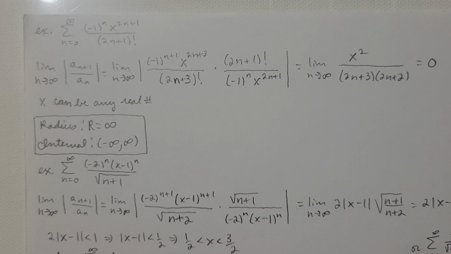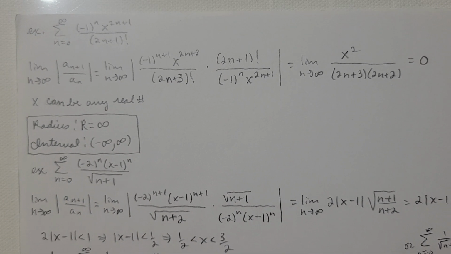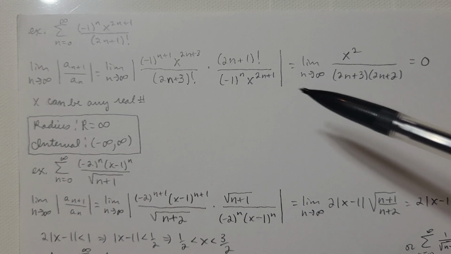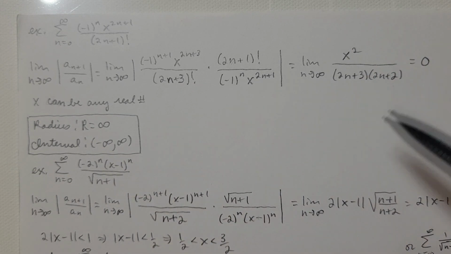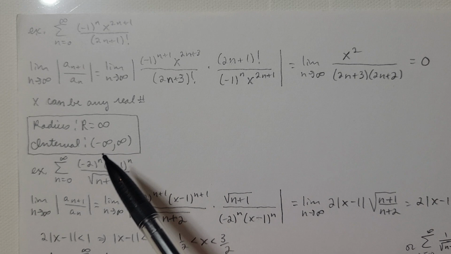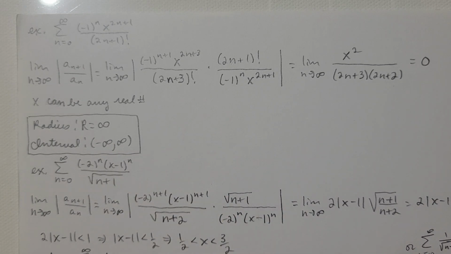Okay. X can be any real number, in other words. So yeah, any time that you're getting a value that's less than 1, you got a convergent series. So x can be anything here. We got 0. The radius is infinity, and the interval then would be negative infinity to infinity.